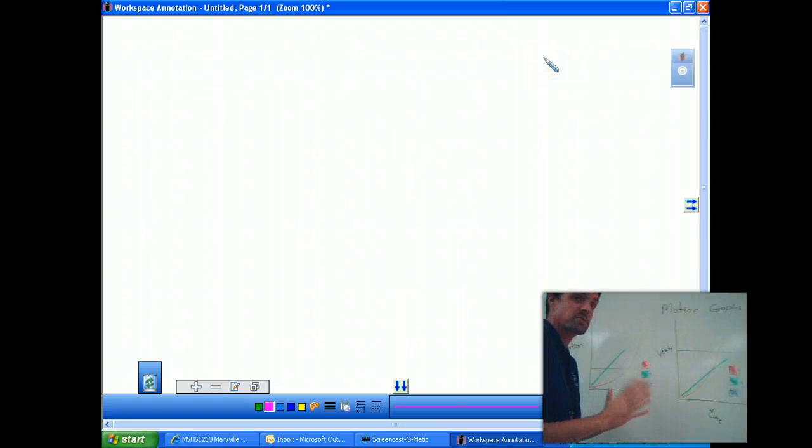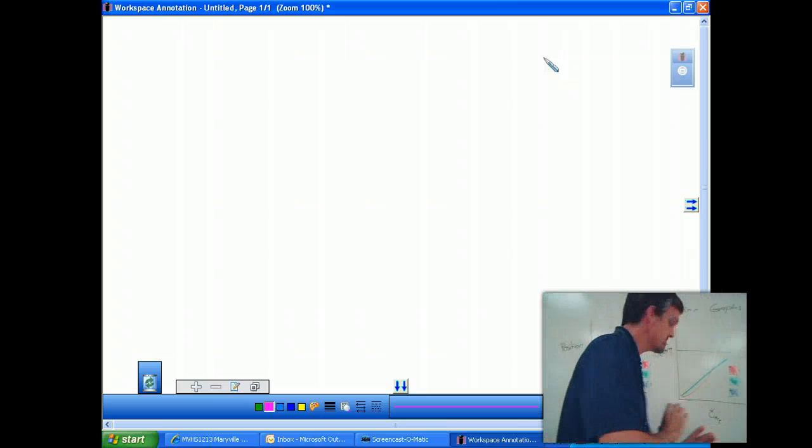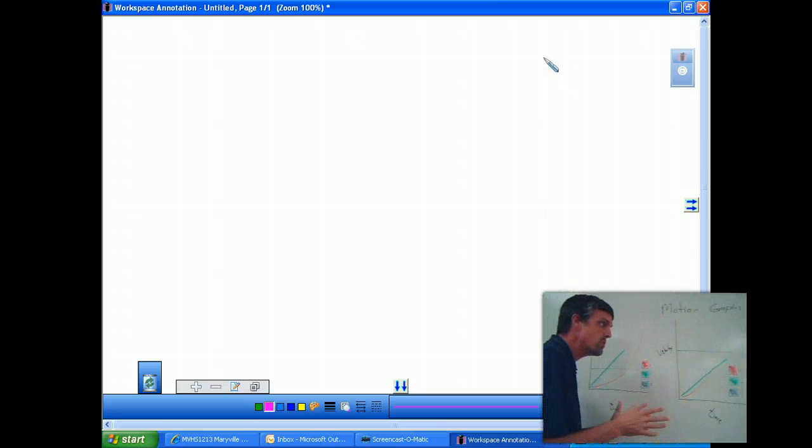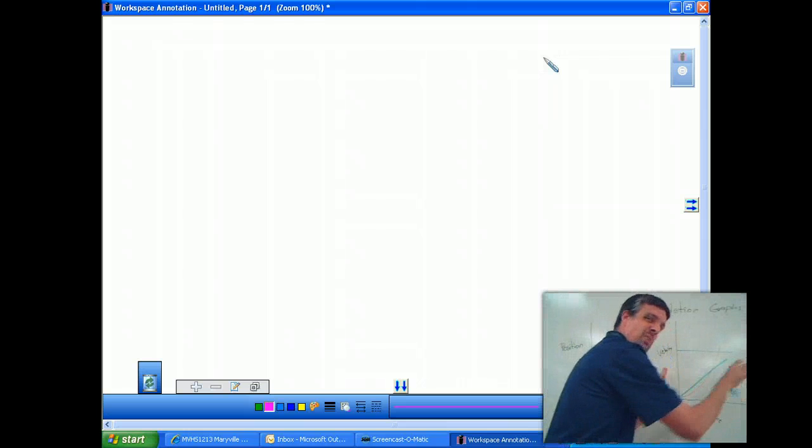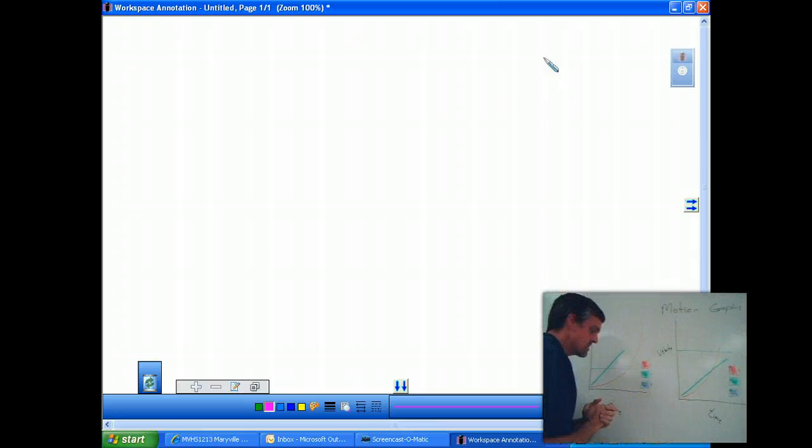All right, this is just a quick screencast to show the difference in what we call motion graphs. There are three types of motion graphs. All we're talking about here is just things that are moving. If you were to graph how they were moving, what would it look like? The first one I have here is called a position versus time graph. The second one is a velocity versus time. And the third one, which you can't quite see yet, is acceleration versus time.